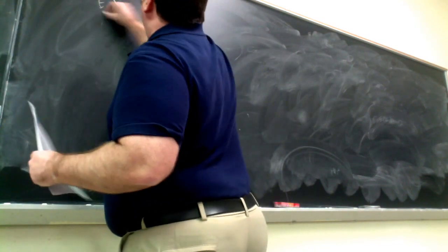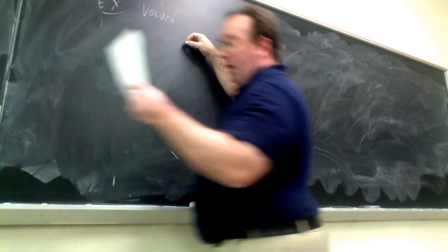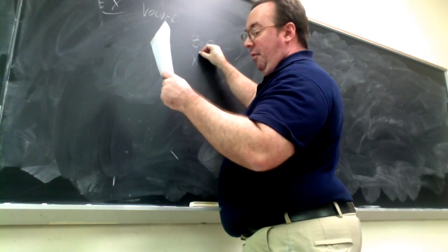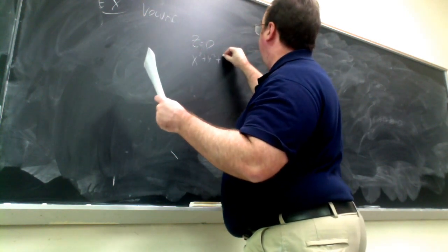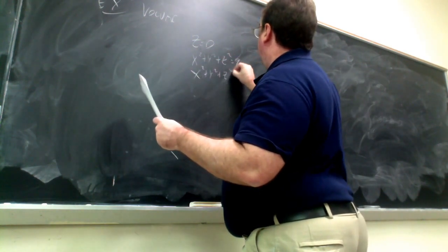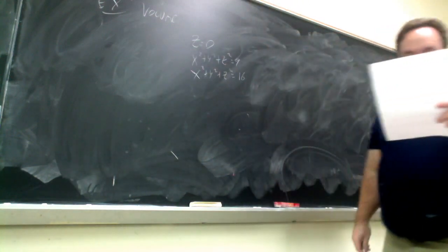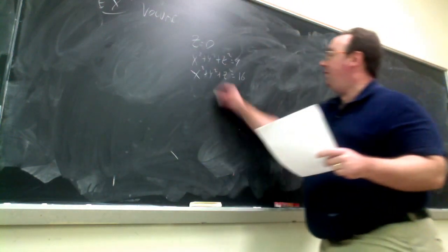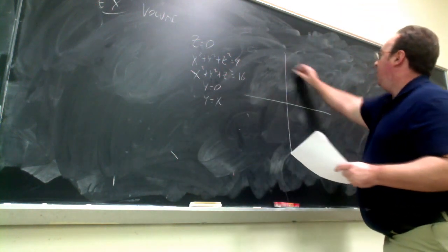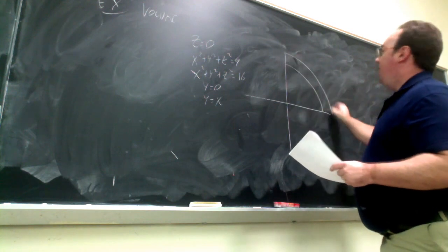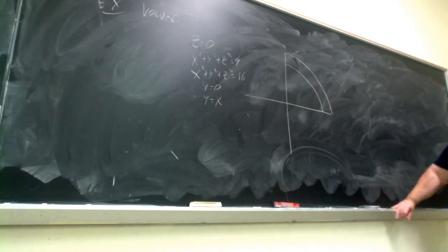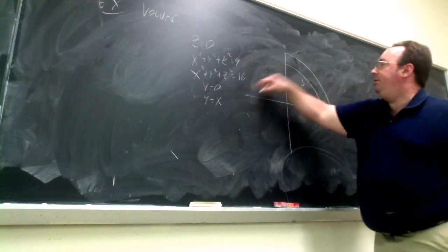So, the volume of the solid bounded by z equals 0, x squared plus y squared plus z squared equals 9, and x squared plus y squared plus z squared equals 16, and also the planes y equals 0 and y equals x. So if we look at this from above, we have 2 spheres of what radii? 3 and 4. Take the square roots of these.